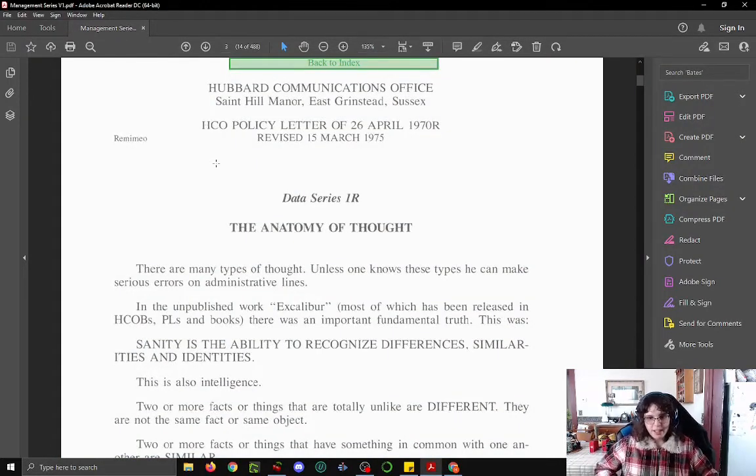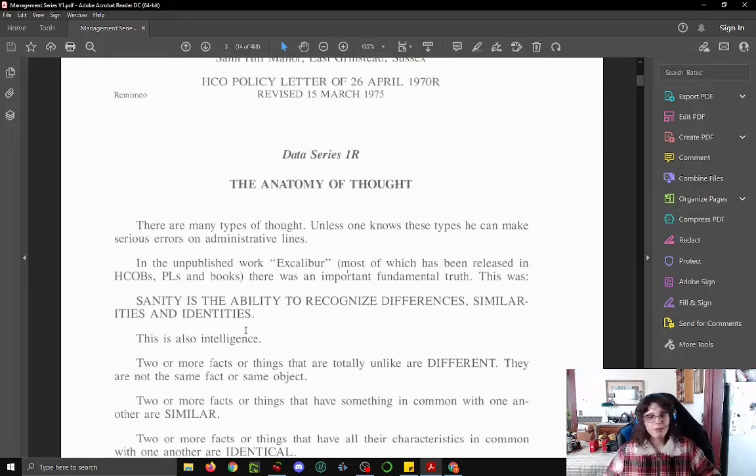Sanity is the ability to recognize differences, similarities, and identities. I guess that could be included in sanity? But it's being free from mental derangement and having a sound, healthy mind. I think this is a bit of a stretch to say that this is all that sanity is. So I think Hubbard took a small part of it and just applied that to the whole thing without regarding the other 75% of what it is. But that's common for Hubbard.